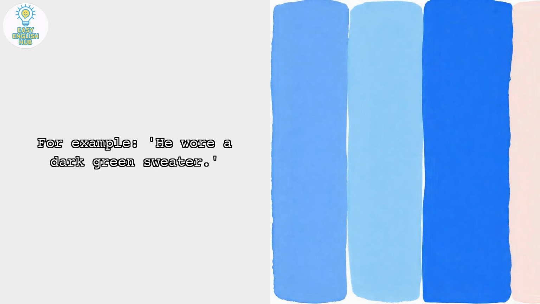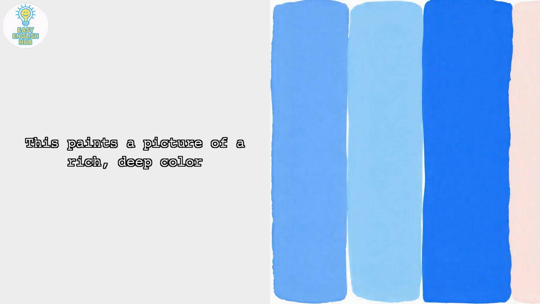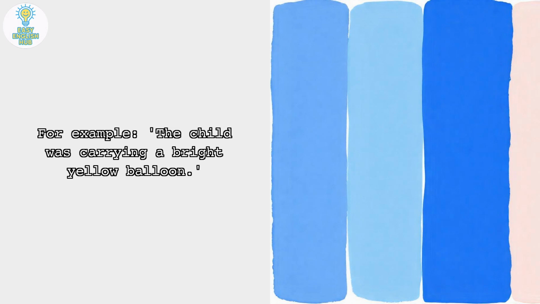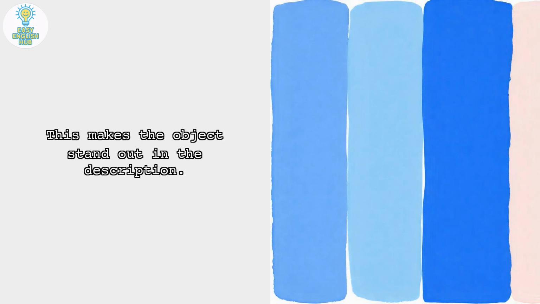Dark means a deeper, more saturated version. For example, he wore a dark green sweater. This paints a picture of a rich, deep color. Bright describes a color that is vivid and full of light. It's very eye-catching. For example, the child was carrying a bright yellow balloon. This makes the object stand out in the description.